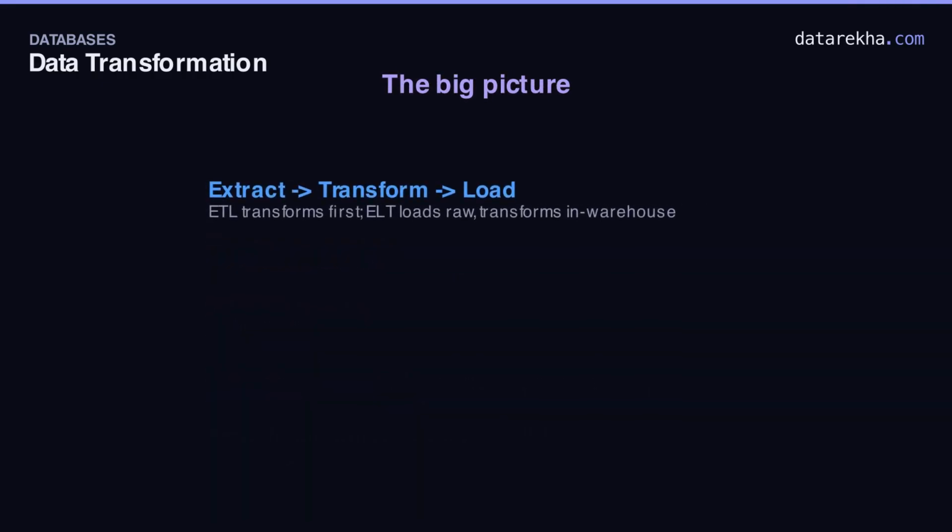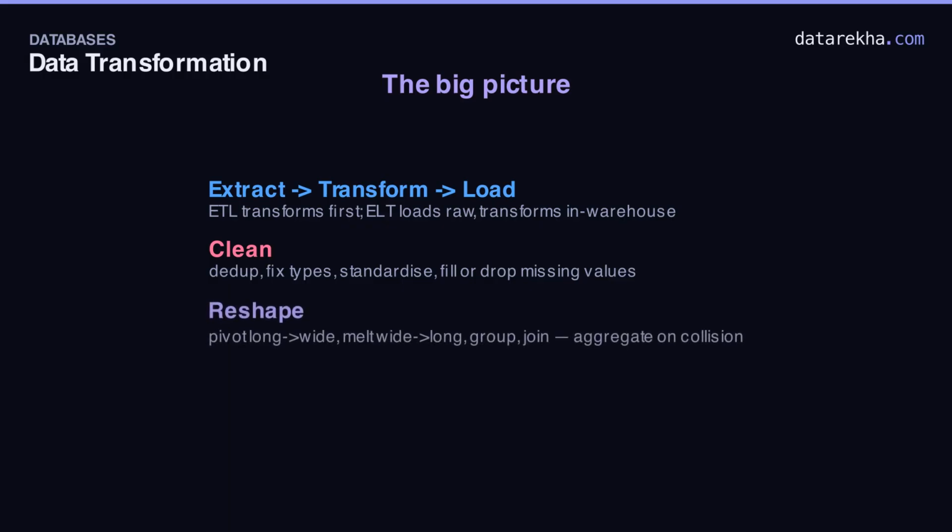Let's pull it together. Data transformation turns raw, messy input into analysis-ready output. The pipeline is extract, transform, load, or its modern flip, extract, load, transform. Cleaning removes duplicates, fixes wrong types, standardizes formats, and handles the missing values by filling or dropping them. Reshaping bends the table's very shape. Pivot long into wide, melt wide back into long, group rows into summaries, and join to enrich. And always aggregate when pivot cells collide.